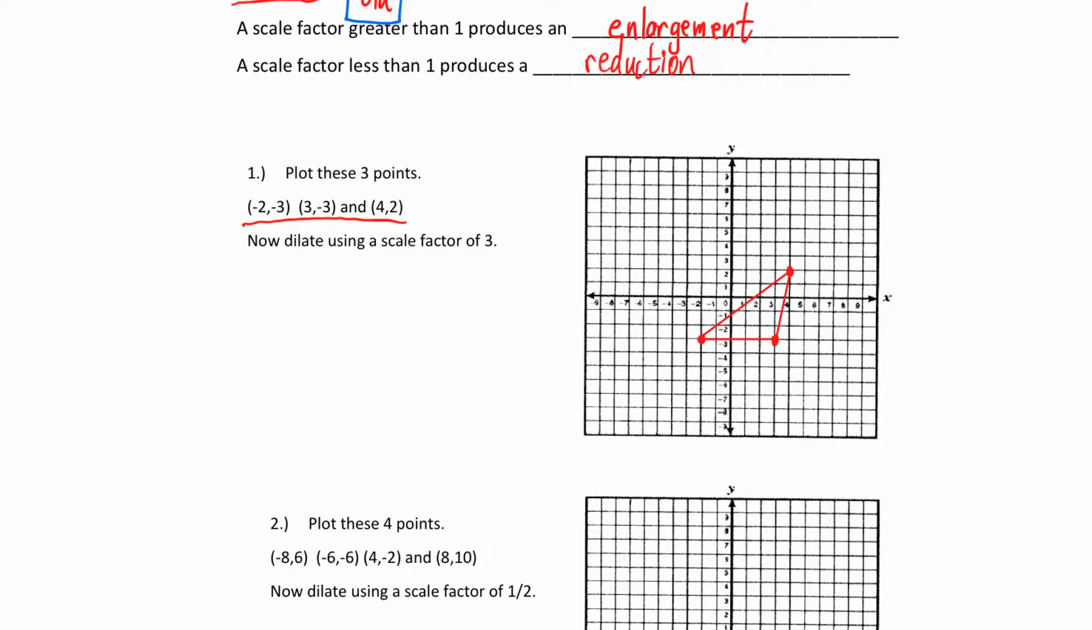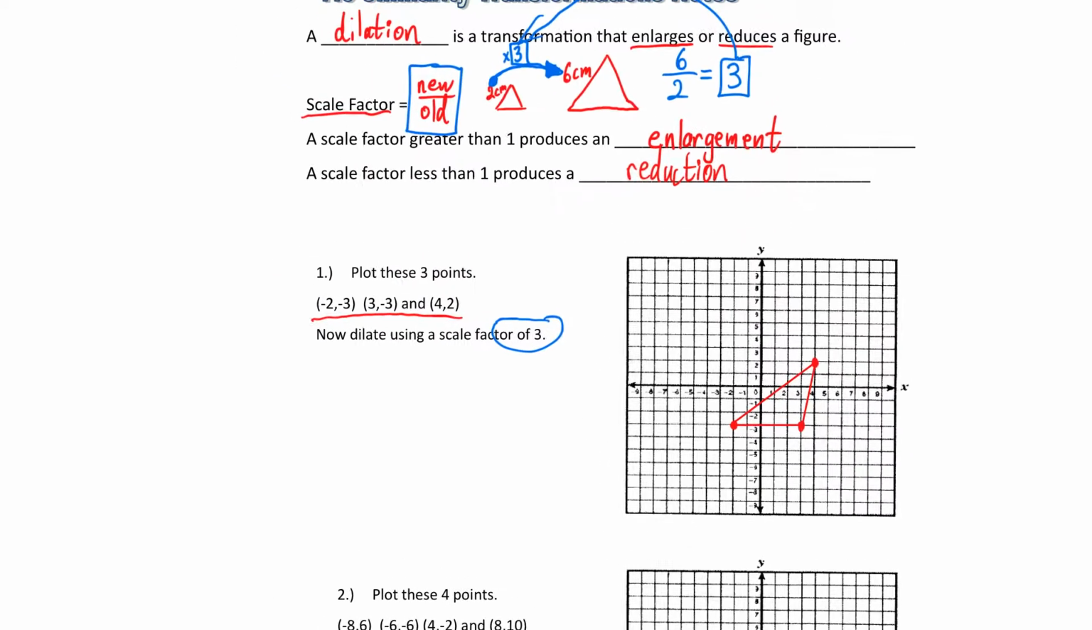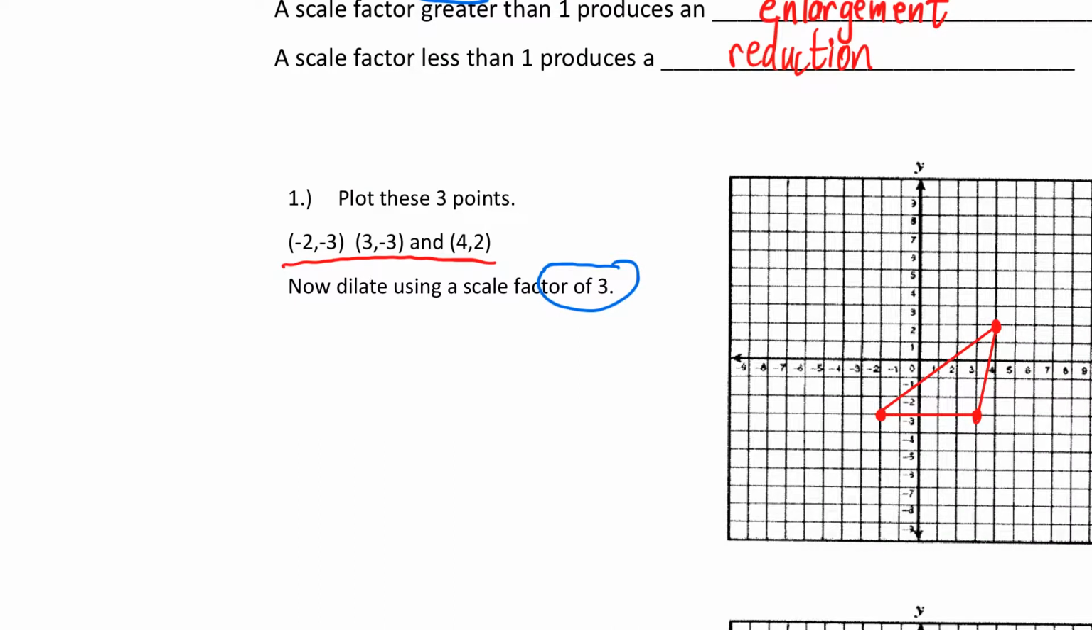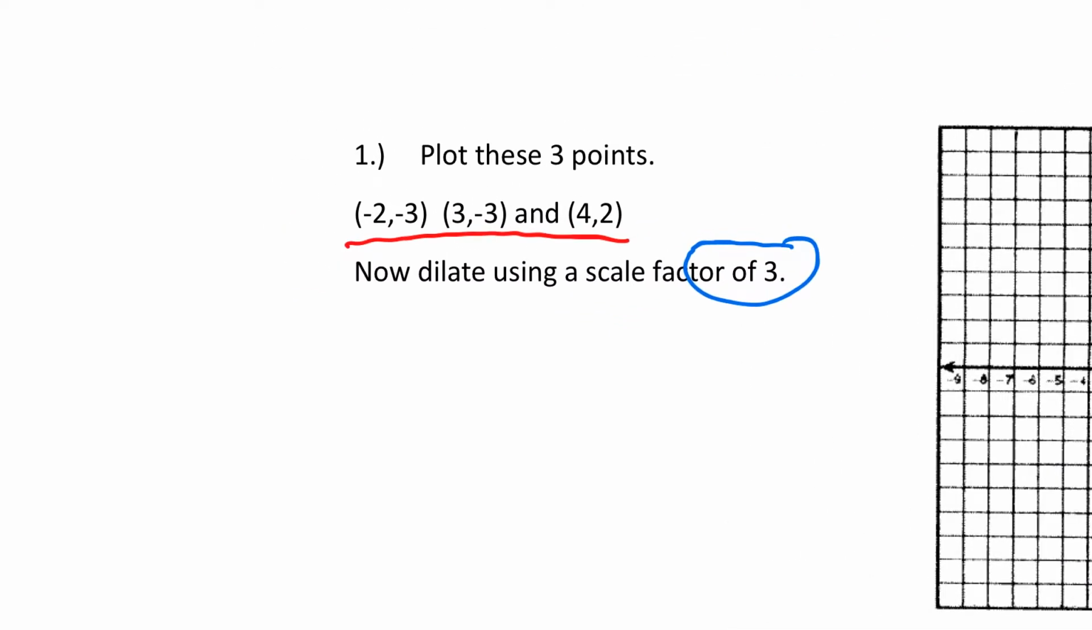Now, what we're going to do is dilate this by a scale factor of 3. As you think about what I set up here, what's going to happen? Is this going to get bigger or is it going to get smaller? Yeah, it's going to get bigger, right? That's what the first line says there. If the scale factor is greater than 1, it's going to produce an enlargement. So after I dilate this using the scale factor of 3, we're going to have a bigger triangle here. The way we do this is we just multiply every single piece times the scale factor, in this case 3. So every single one of these numbers is going to get multiplied times 3. So what is -2 times 3?